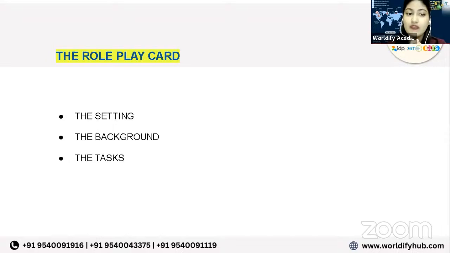Now, the role play card will have three elements. Basically, there will be a setting. The setting will be the location where the conversation will be taking place. Settings can affect your conversation. It can be a hospital, a healthcare center, or any clinic. That will affect your conversation. You can understand where you are with the interlocutor, and then you can improvise your tone and speak in that manner. The background will be the scenario given to you. The tasks will be the things that you have to speak.